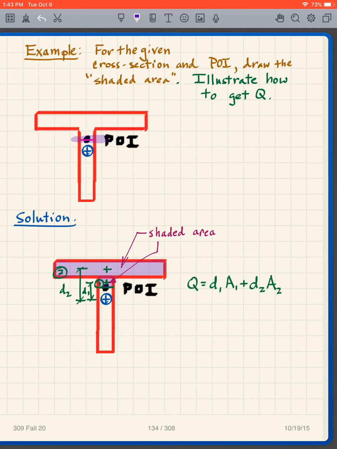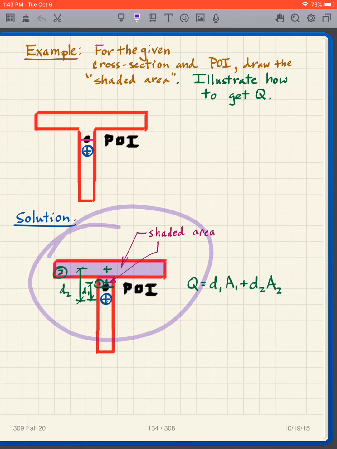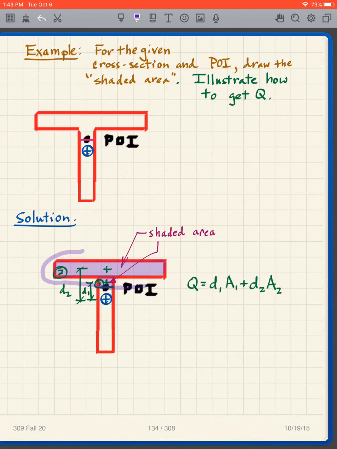Where's my shaded area going to be? Based on what we just went through, you can go back and look at the derivation. My shaded area is the area above that point of interest. Right there, there's my shaded area. It's shown down here. Now you notice that it consists of two rectangles, so I'm going to break it into two rectangles.